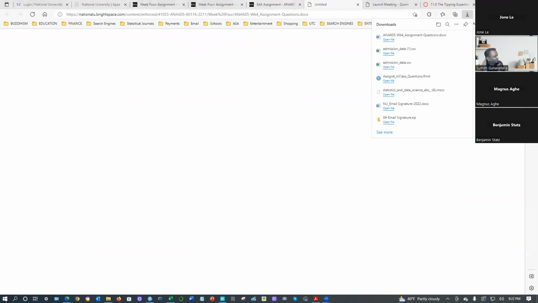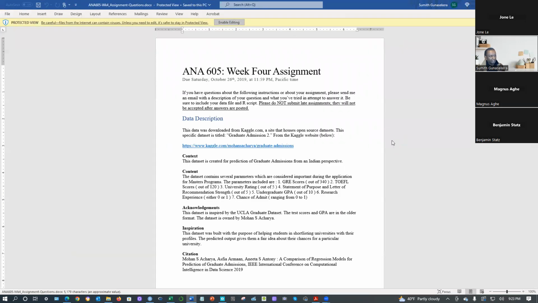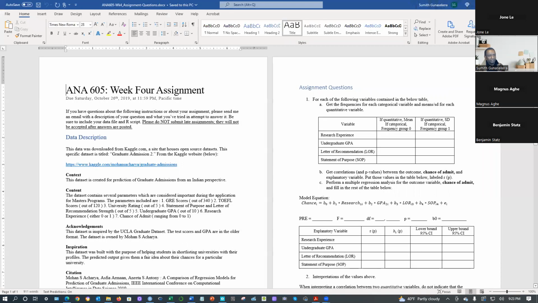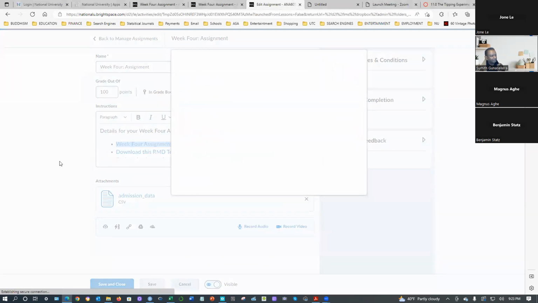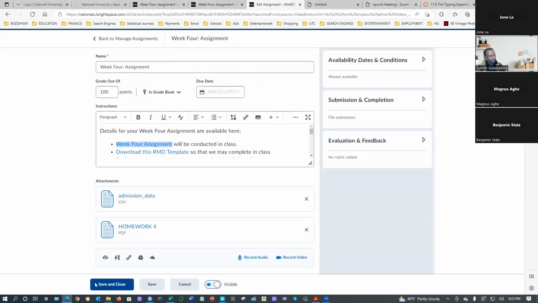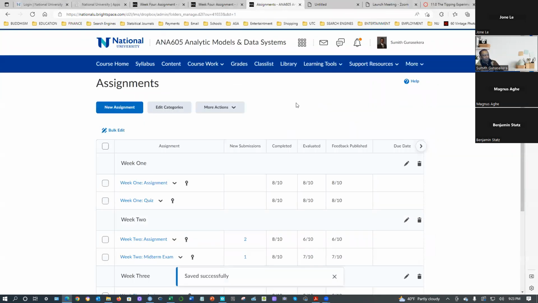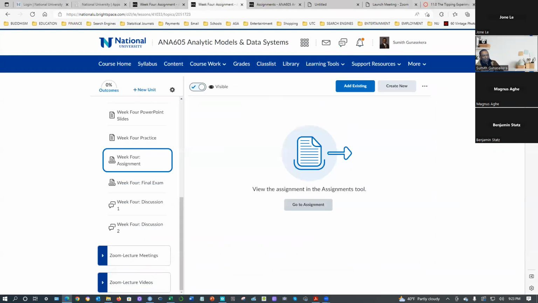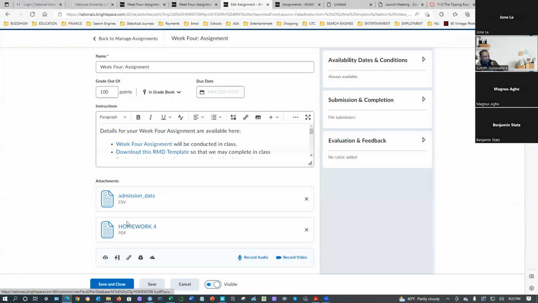It's a Word document only. You can do that one easily in Word, but if you want, I can put the PDF as well. Okay. So now we have a PDF. Otherwise, you have to convert using Adobe Acrobat. Sometimes you might have it or you might not. So now you can have both of them.